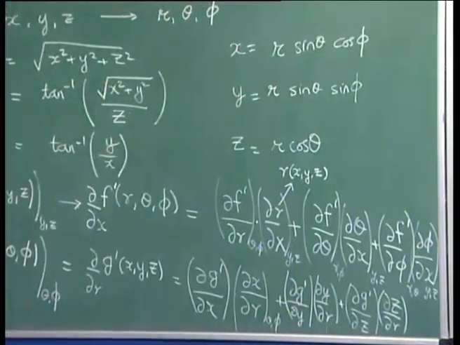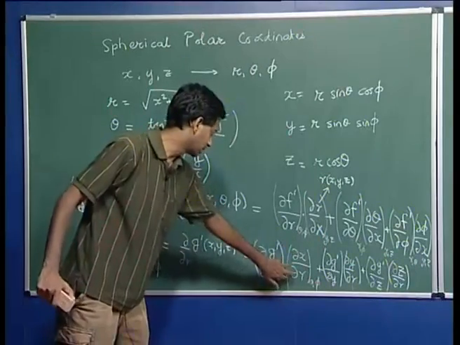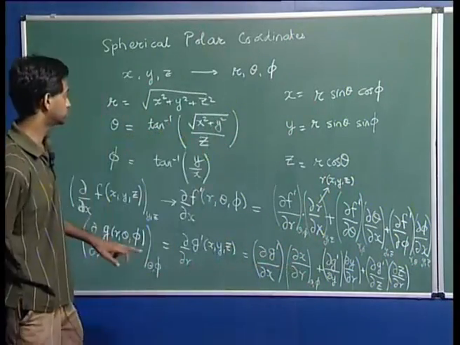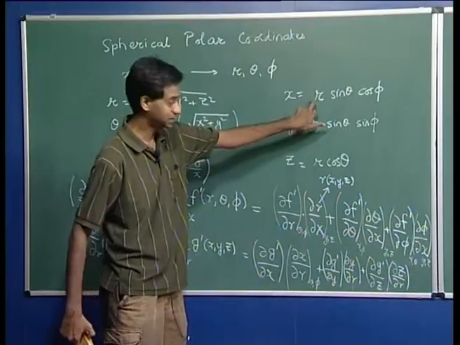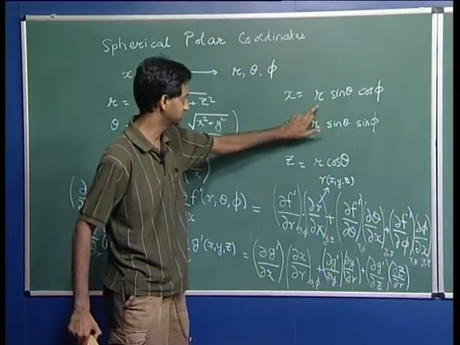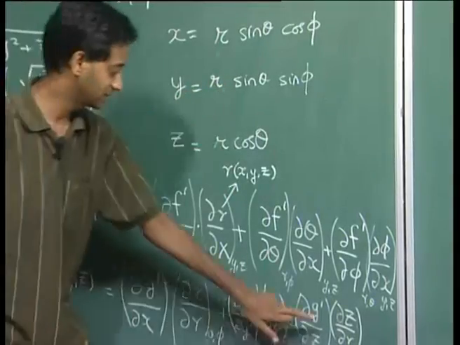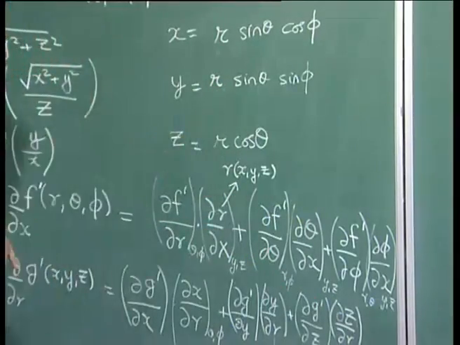Now, if you want to calculate dou x by dou r, then you need x as a function of r, theta and phi. So, you should use this relation. Okay, so when you calculate dou x by dou r, you use this relation. When you calculate dou y by dou r, you use this relation, and when you calculate dou z by dou r, you should use this relation.